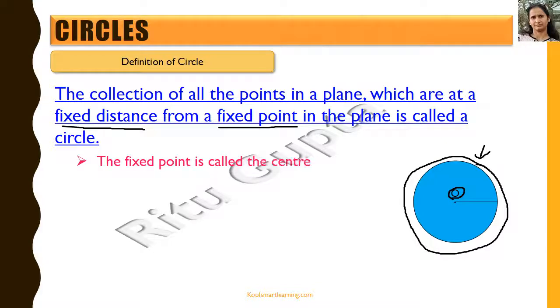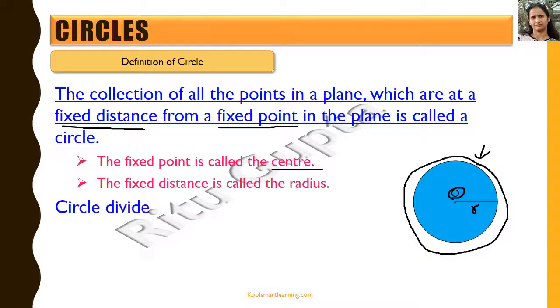So the fixed point that we are talking about, this O in this figure, is called the center of the circle, and the fixed distance, this distance that we have, is called the radius of the circle. So all the points on the circle are at a distance equal to the radius r from the fixed point O, which is the center of the circle.